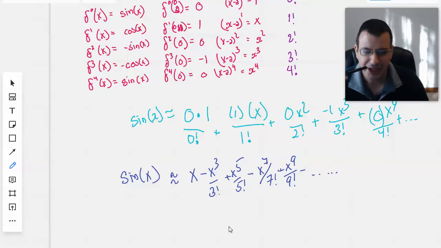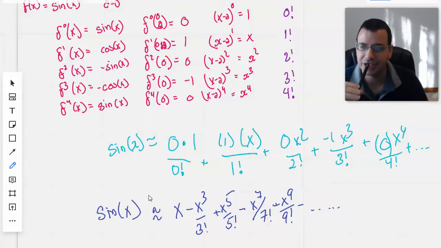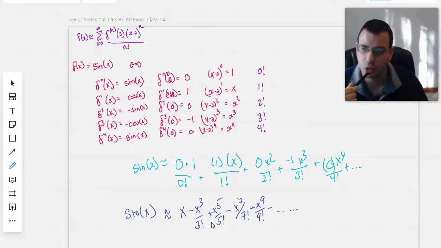And this can be really useful because, again, stuck on a deserted island, how are you going to calculate sine of x? Well, you can calculate powers of x, which is kind of nice. It takes a while, but you can do it. And so this gives you a way of looking at sine of x in terms of just powers of x, which is really cool.